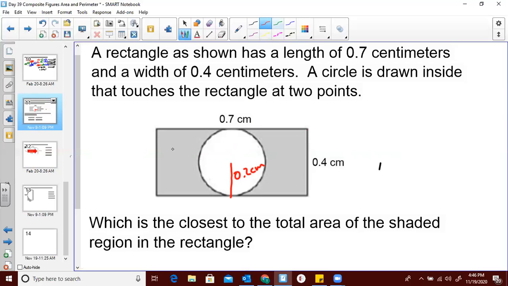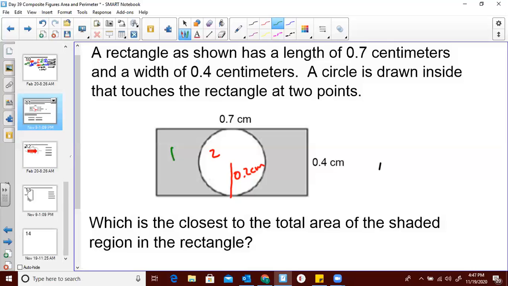So let me go ahead and label. I'm going to have this as my first shape. This is my second shape. Let's look at the problem. A rectangle is shown that has a length of 0.7 centimeters and a width of 0.4 centimeters, as seen in the picture. A circle is drawn inside that touches the rectangle at 2 points. Which is the closest total area of the shaded region of the rectangle? So we don't want any of this white part in. We're just looking at the shaded gray part. So it's kind of like we're cutting a hole in a piece of paper, and then we just want to figure out what area we have left.